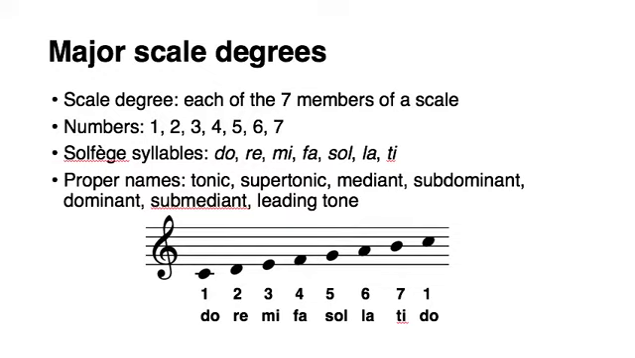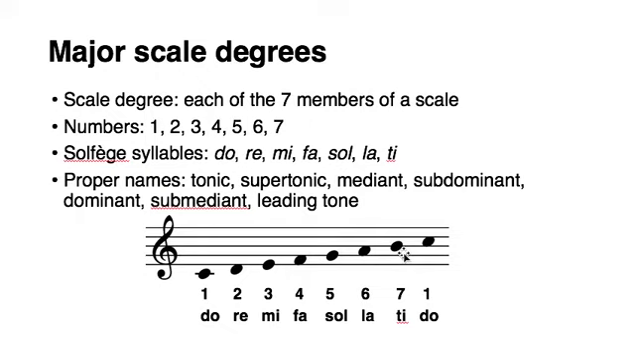Each of these 7 notes of the major scale are called scale degrees. There are 3 ways of referring to scale degrees. The easiest and most common is by using numbers. So scale degree 1 is C, scale degree 2 in C major is D, scale degree 3 in C major is E, etc. You can see that I put all of the numbers here. Once we get to scale degree 7, in this case of C major, B, we come back to scale degree 1 again, which is C.